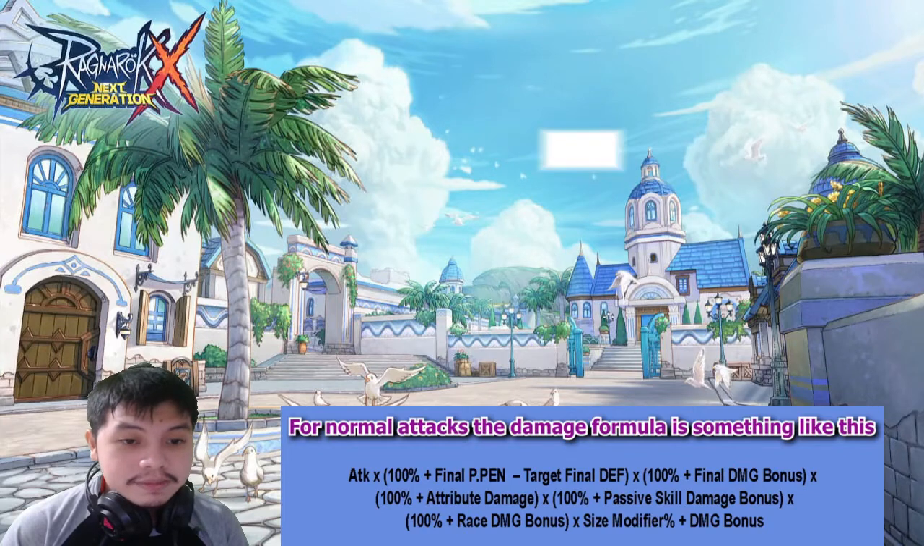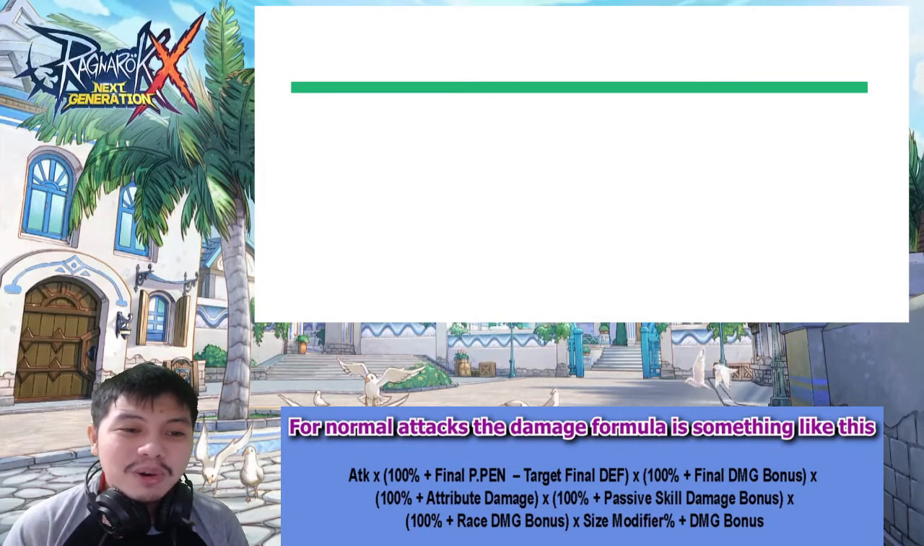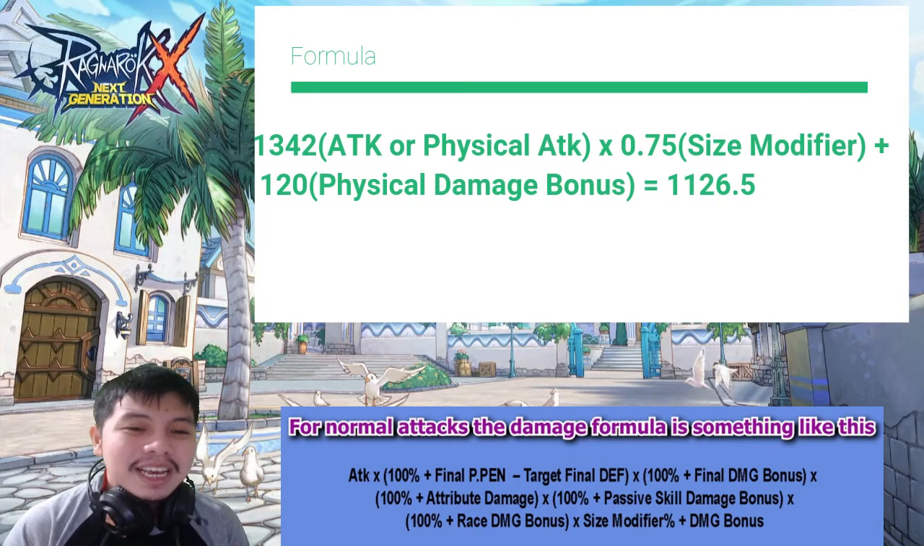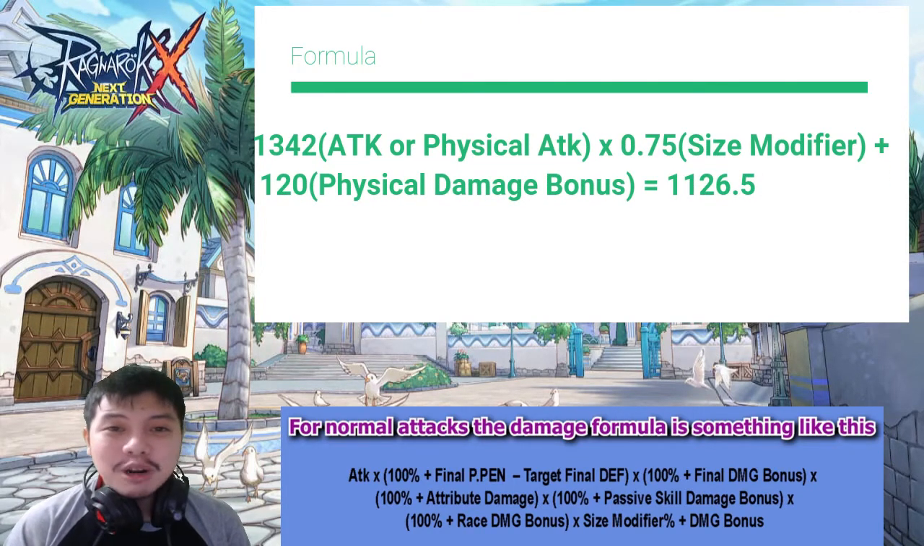Okay, now the overall formula is going to be like this. So 1342 as your physical attack, times 0.75 for the size modifier, times 120 for the physical damage bonus.